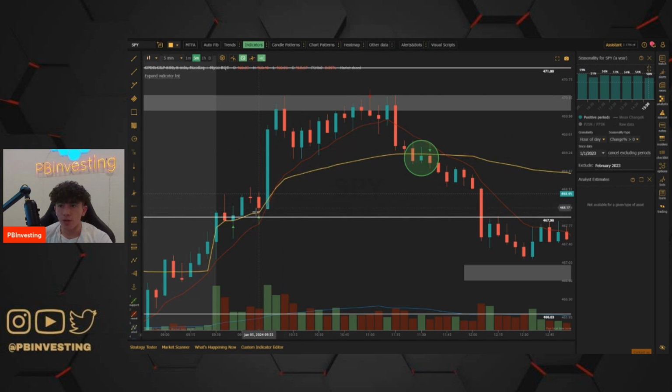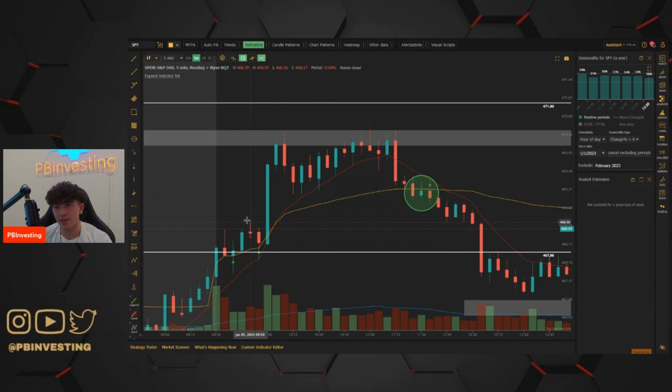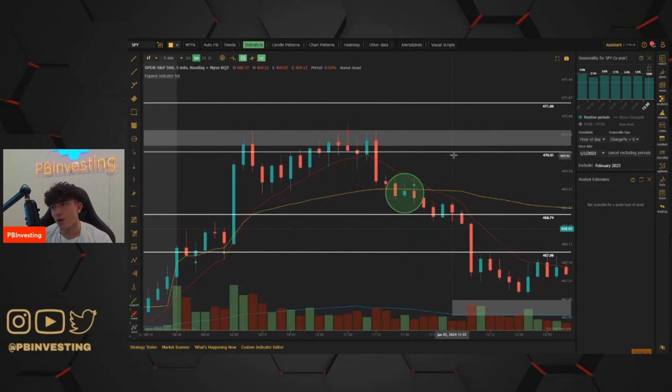So right here, I would enter calls with a stop under here, and I would ride it all the way up. I'd probably take some profits at the new high of day right here. Probably would take some more profits at that 470 psych level right here, and then I have a trailing stop loss in. So as it's going up, I have a trailing stop loss in. It would probably have gotten hit on this candle. That was an easy 100% trade minimum.